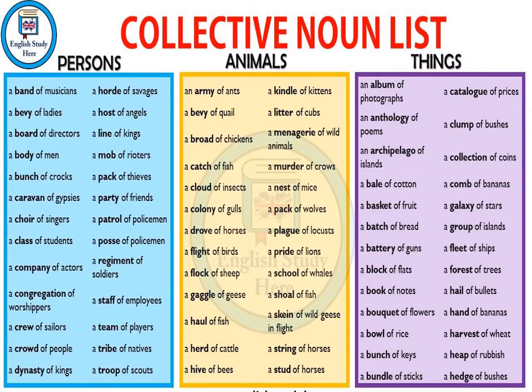Similarly, we see a crow, singular. There are many crows, but if there are groups of crows, we call them a mother of crows. These are collective nouns. Please go through the entire list and try to learn them.